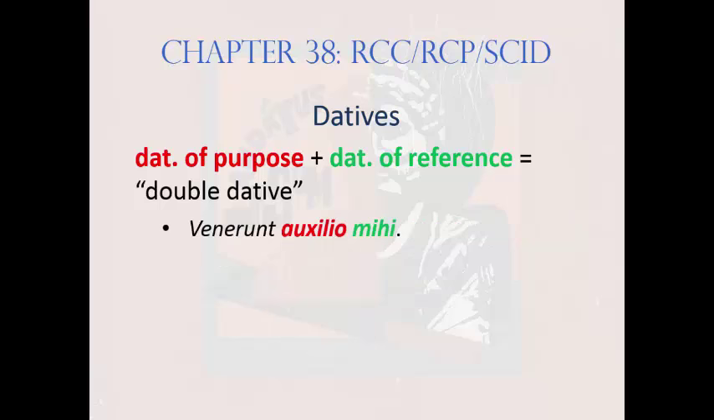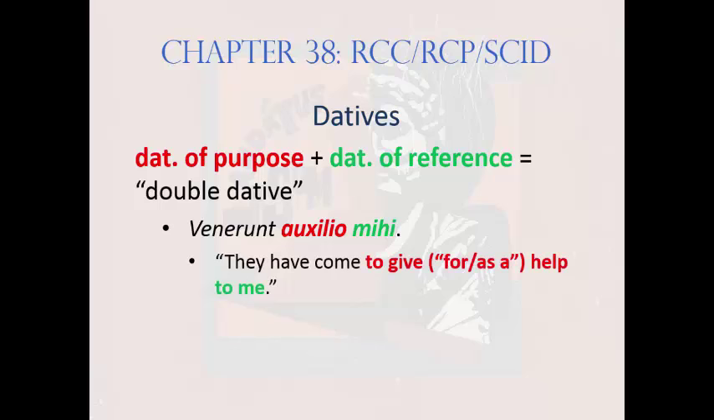Here's another example of the double dative. Venerunt auxilio mihi, meaning they have come to give help to me, literally as a help or for help to me. Here, auxilio, the abstract noun, is the dative of purpose, and mihi, the person, is the dative of reference. One last thing to note about this construction. It's rare to see the double dative used with verbs other than some form of esse, to be, or a verb of motion. And that is an end to the grammar in this chapter.